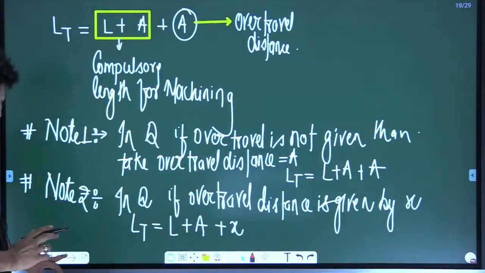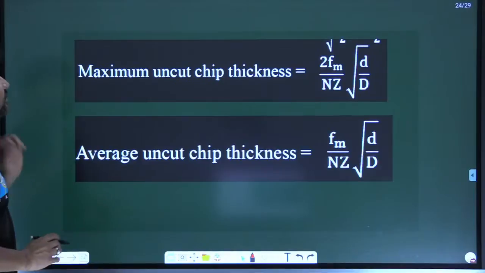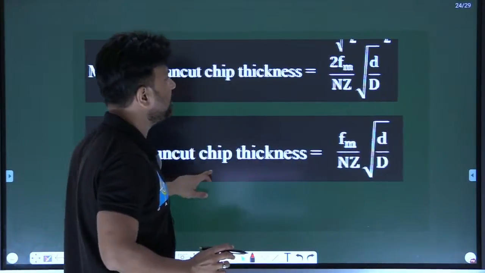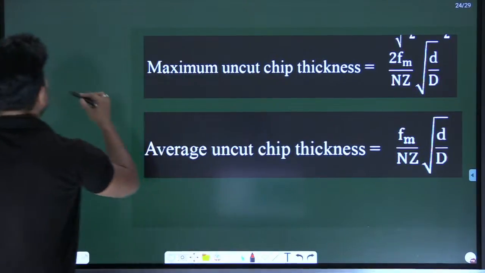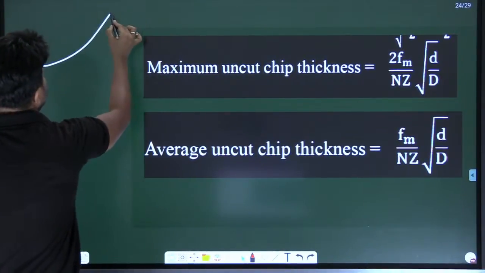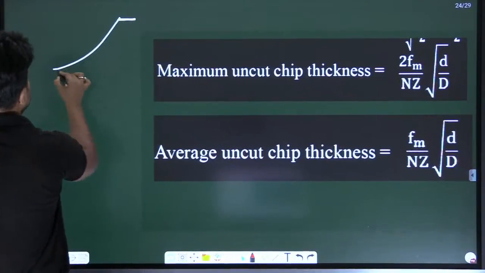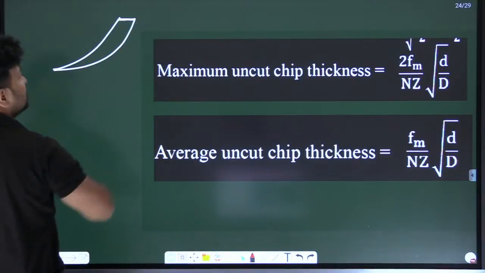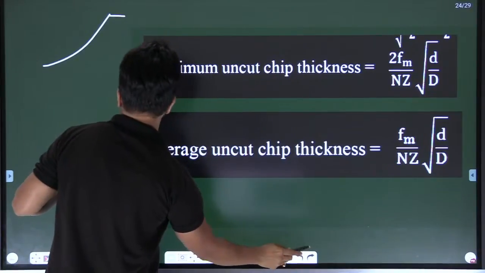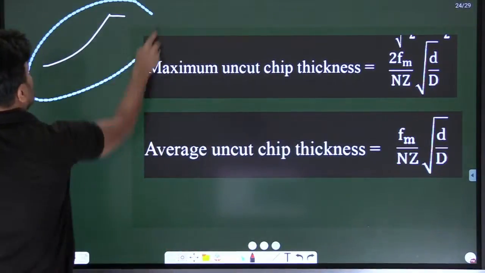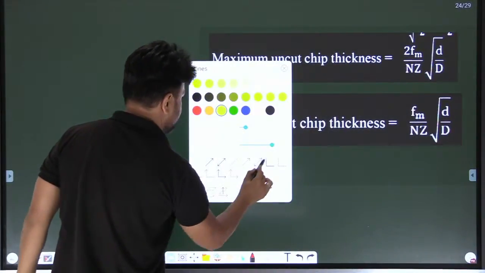Now I will show you the question, but before that I have to tell you some more things. You have seen in both types of milling, whatever type of milling you do, this is the uncut chip thickness. Remember? Now I am going to make it a little bit small. I make a workpiece.